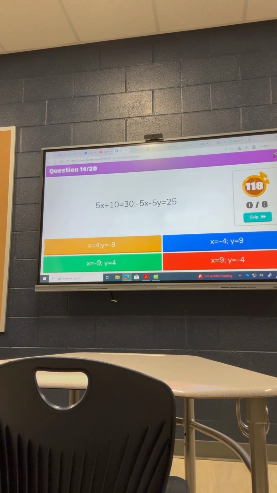All right, 5x plus 10y equals 30, and negative 5x minus 5y equals 25. How would you start? You should solve for a variable. Right, you should solve for a variable. Make sure to solve for a variable.